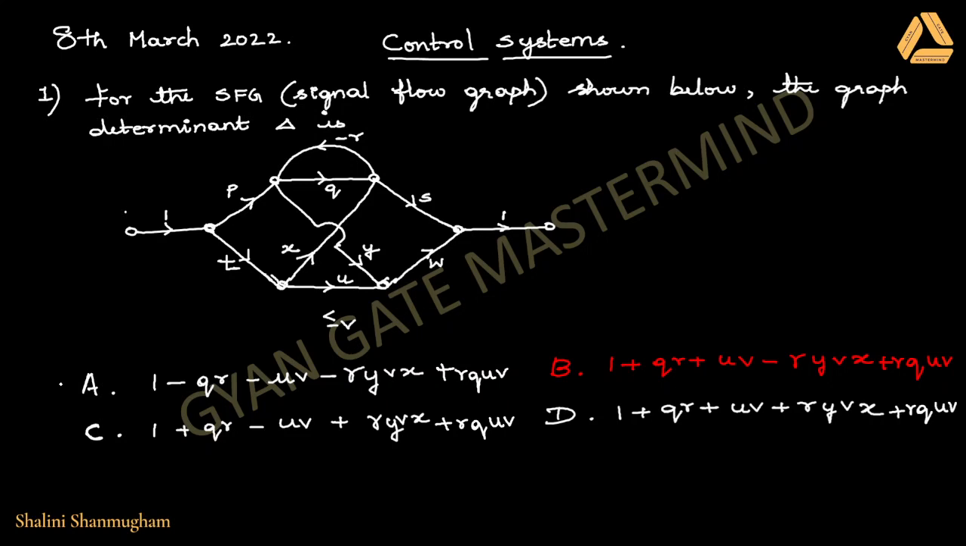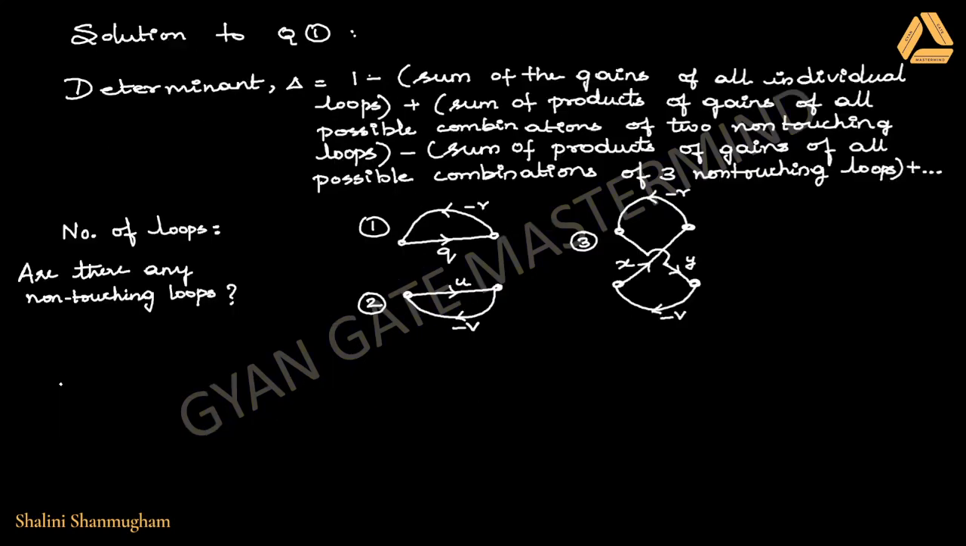So delta is given by this formula. Delta is equal to 1 minus sum of the gains of all individual loops plus sum of the products of gains of all possible combinations of two non-touching loops minus sum of products of gains of all possible combinations of three non-touching loops.